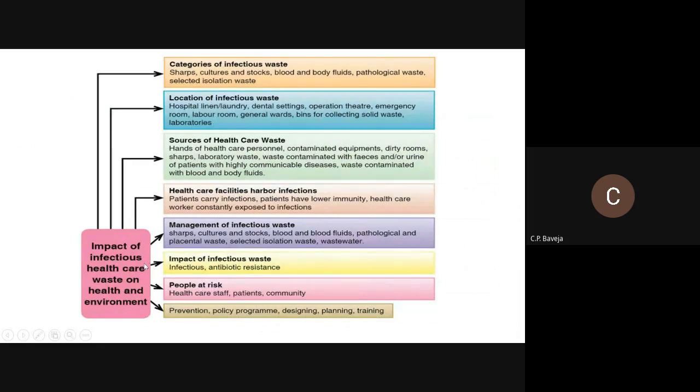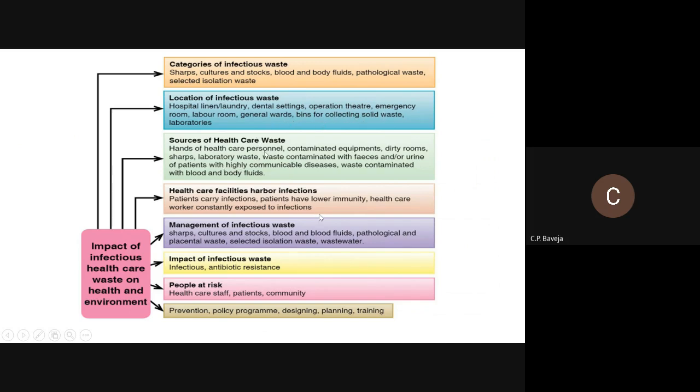Then the impact of infectious healthcare waste on health and environment. The categories of infectious waste may be sharps, cultures and stocks, blood and body fluids, pathological waste, selected isolation waste. Then the location of infectious waste may be hospital linen, laundry, dental settings, operation theater, emergency room. We have discussed already all this.